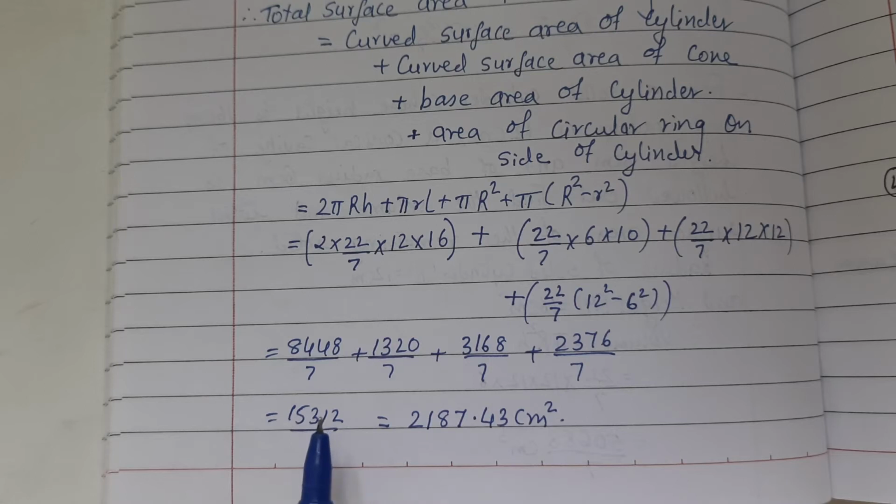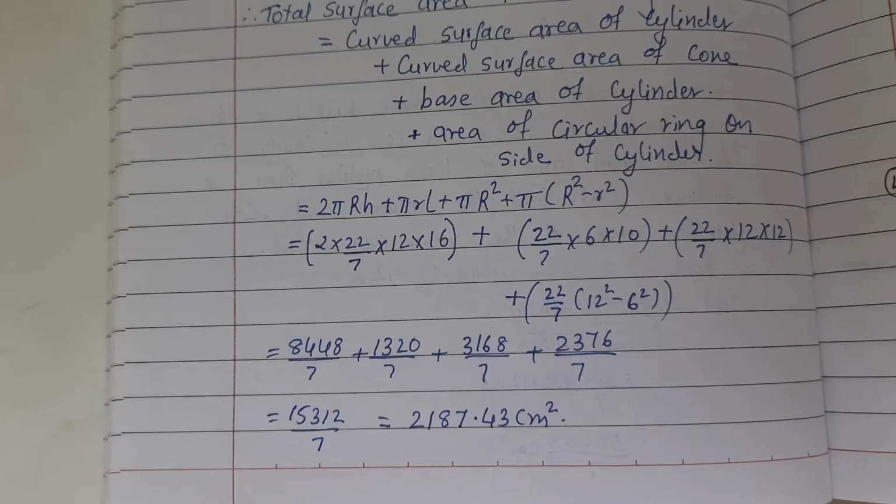equal to 15,312 upon 7 equal to 2187.43 centimeter square.